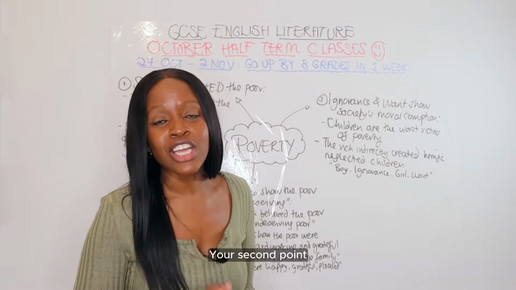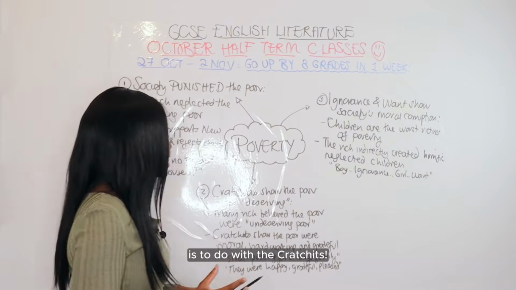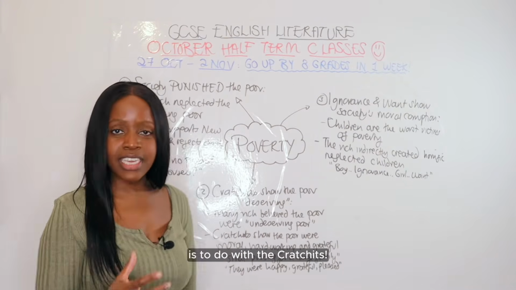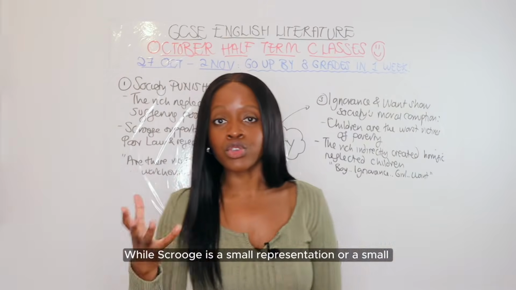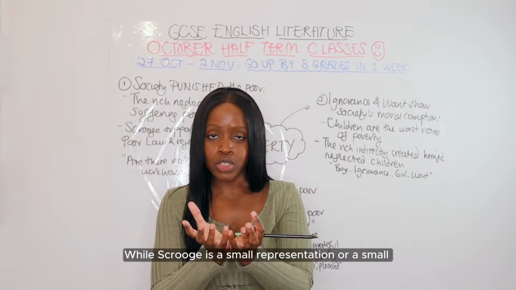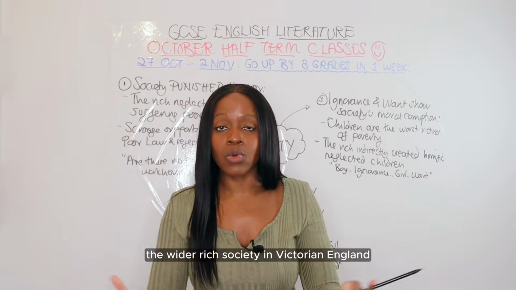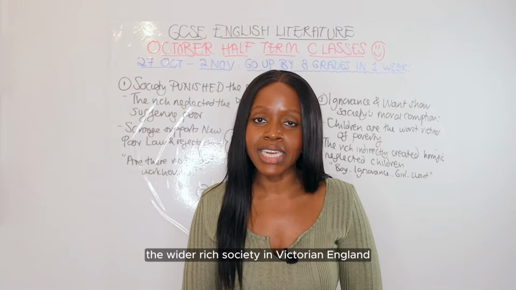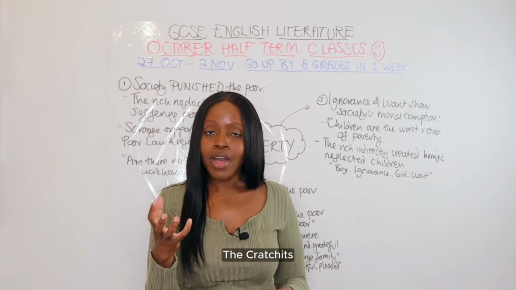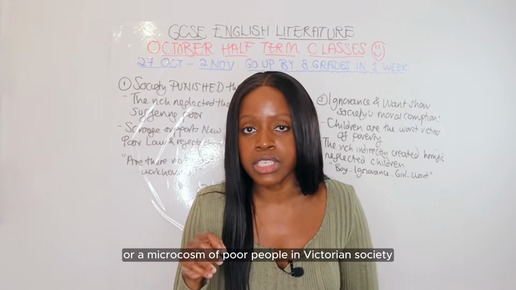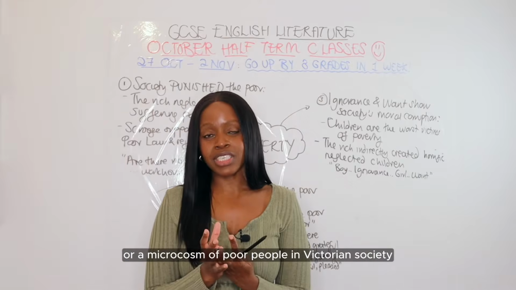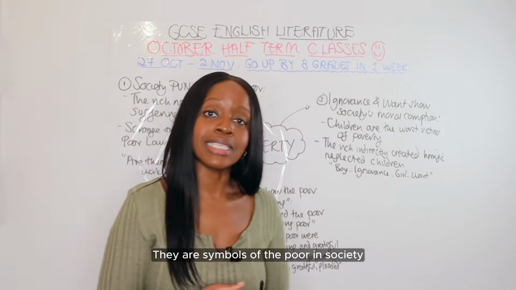Now your second point to do with the theme of poverty is to do with the Cratchits. Okay, so of course the Cratchits, while Scrooge is a small representation or a small version and symbol of the wider rich society in Victorian England, the Cratchits as well, they are a smaller symbol or a microcosm of poor people in Victorian society. They are symbols of the poor in society.